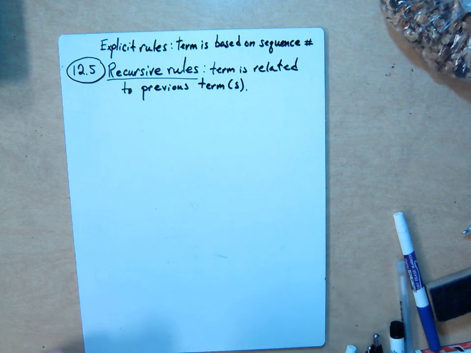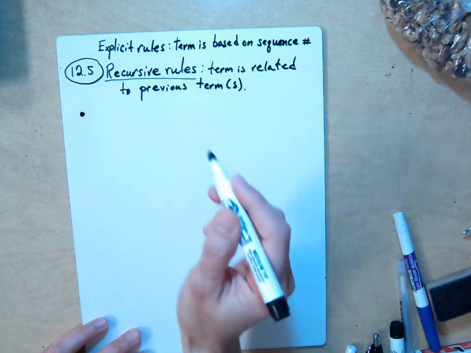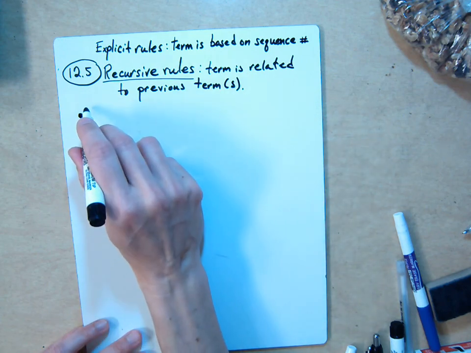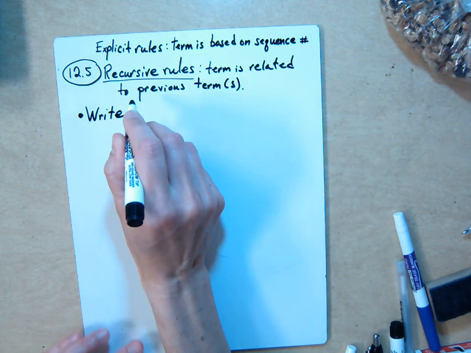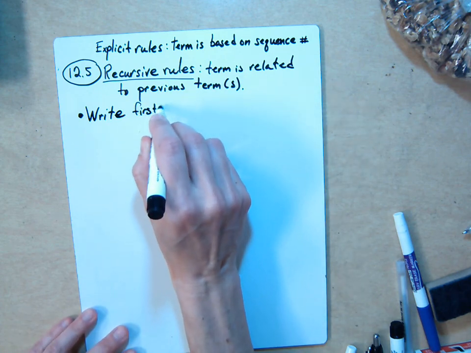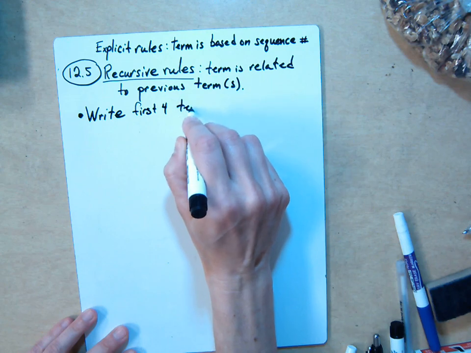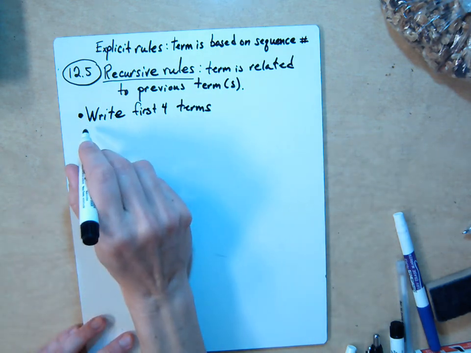So let's get into some examples then, and this will be like an objective, so I'll put a bullet for it, because something on your test might ask you to do this. We'll start with: write the first 4 terms, given a recursive definition. So this is the easy direction. So we start with the easy direction.